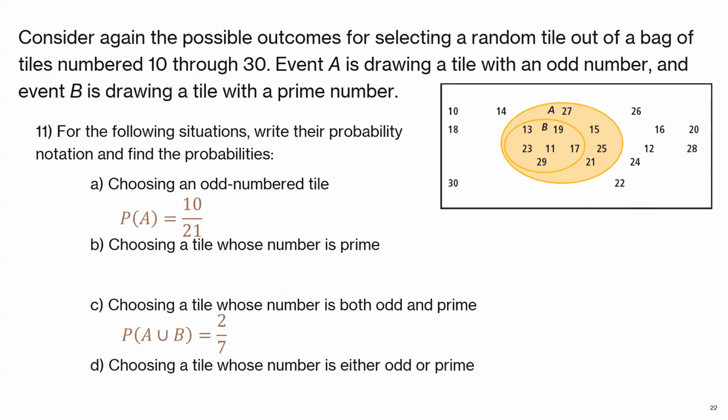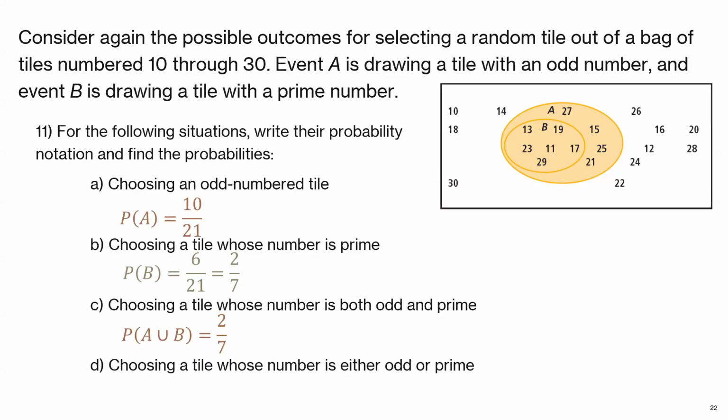Part B says choosing a tile whose number is prime, just prime in general. Okay, and there are 6 of those out of 21. That reduces to 2 out of 7. Okay, that's where the answer for part C came from, because all of the numbers that are prime are also odd. So those are essentially asking you the same question, just in a slightly different way.